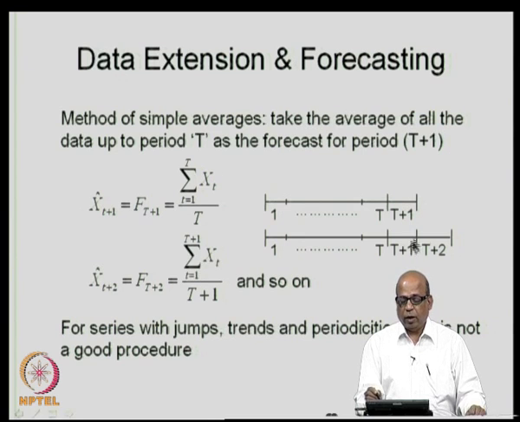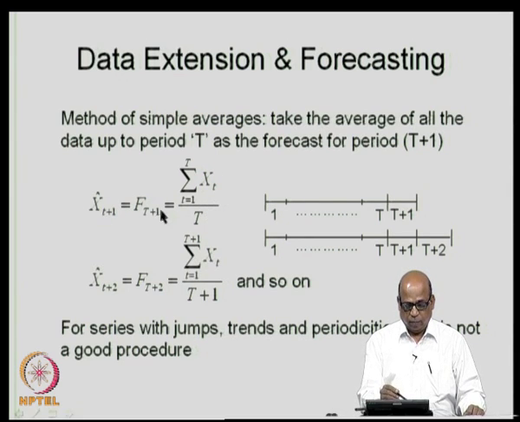Then we proceed to the next time period. So, for t plus 1 you would have got the actual value that has occurred; take the values up to t plus 1 and forecast for t plus 2. So, use all the values that you have at your disposal, take the average of all those values and put that average as the forecast for the next time period. This is the first level of forecasting. So, this is the method based on simple averages.